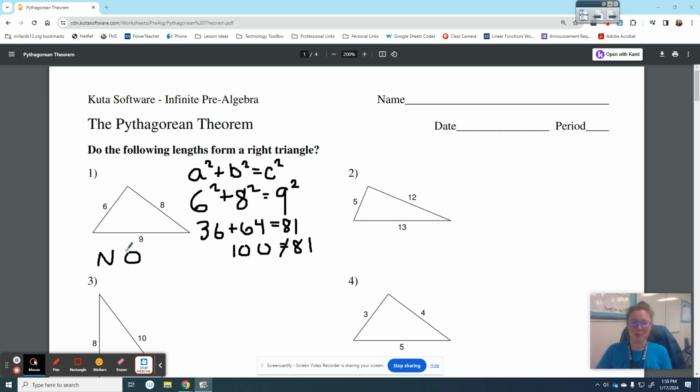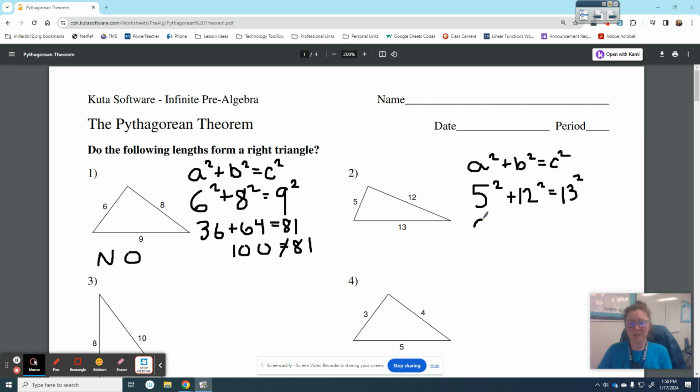Let's take a look at number 2. Same thing, I'm going to start with a squared plus b squared equals c squared, where A and B are the legs of the right triangle, which means they are the shorter sides. So 5 and 12. So 5 squared plus 12 squared equals 13 squared. Let's find out if that works.